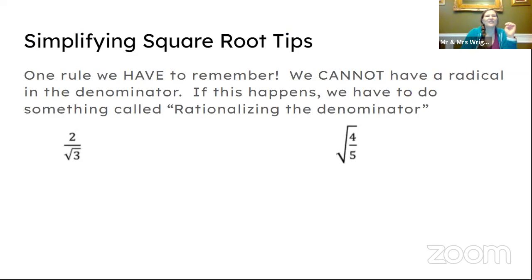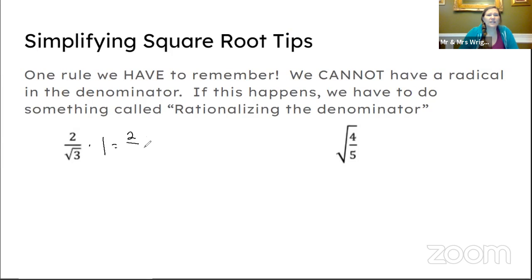All right, so simplifying square roots. One thing you need to know when we simplify square roots is that we cannot have a radical in the denominator. It's just not allowed. So what we have to do is find a way to get rid of it when that happens, because it still happens. So we just have to find a workaround, right? And so the workaround that we have in math is to multiply by the number 1. If you take this and you multiply by the number 1, you're still going to end up with 2 over square root of 3, right? It's still the same thing.